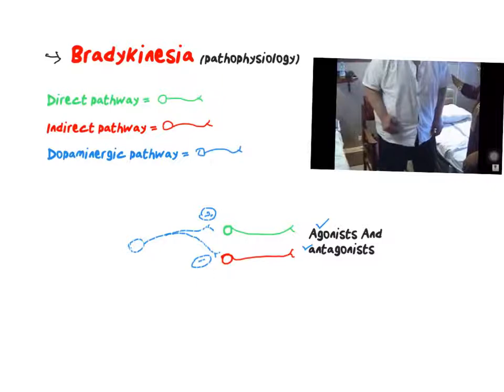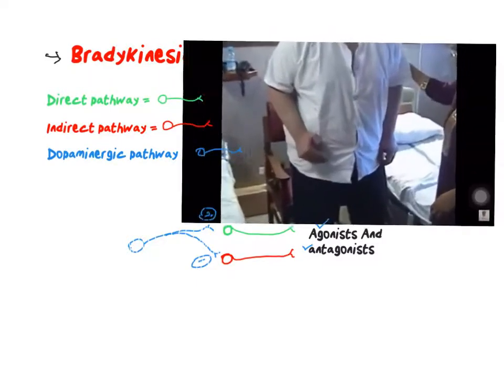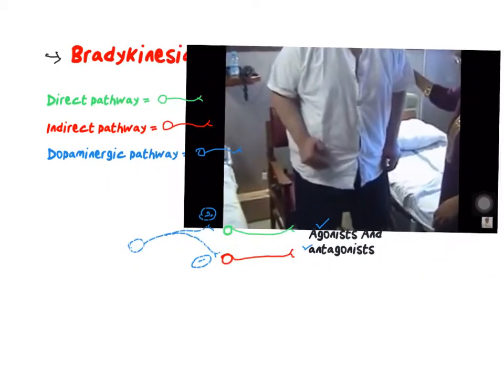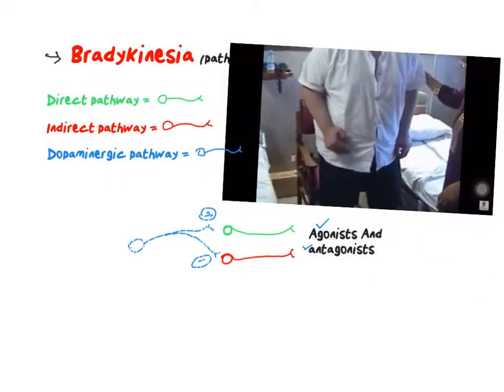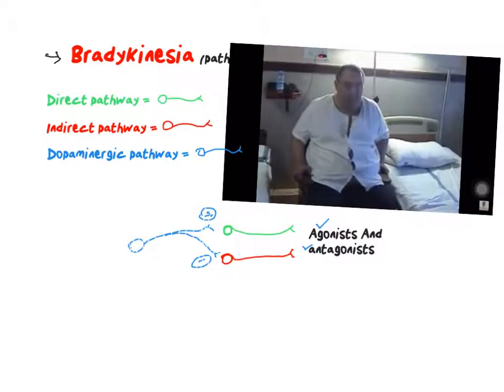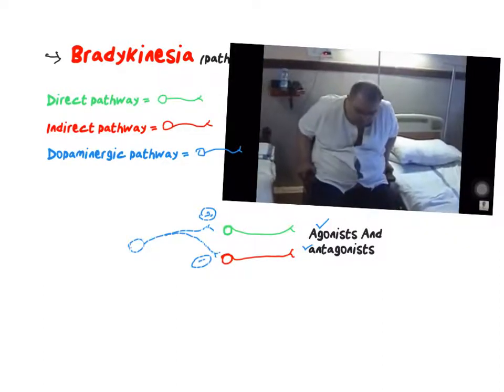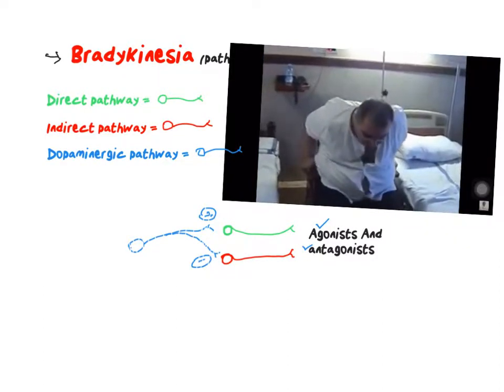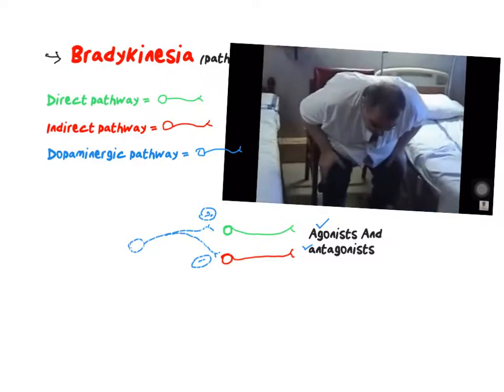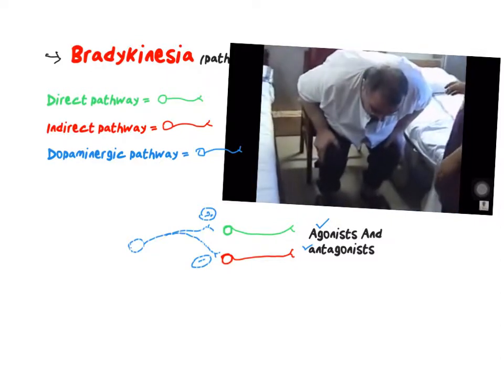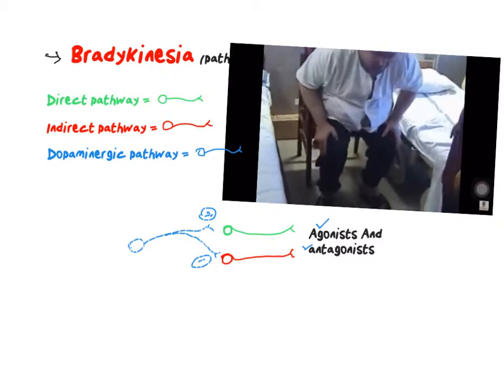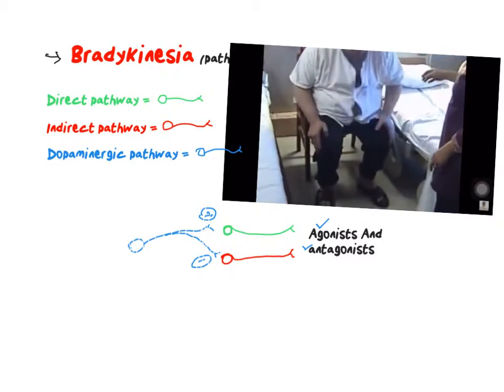Now I'm going to show you a video to see what it is like in patients with bradykinesia. Okay, so here is the video. Now the person here is having difficulty rising from the chair, meaning initiating the movement. That is one form of bradykinesia.